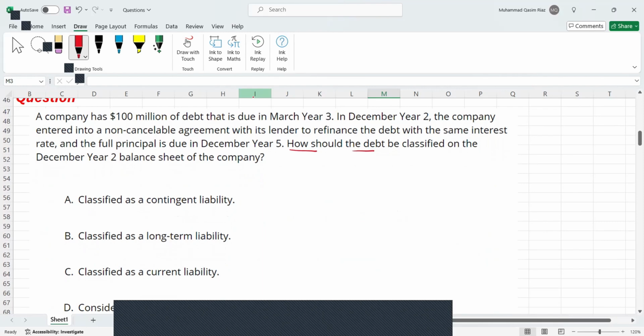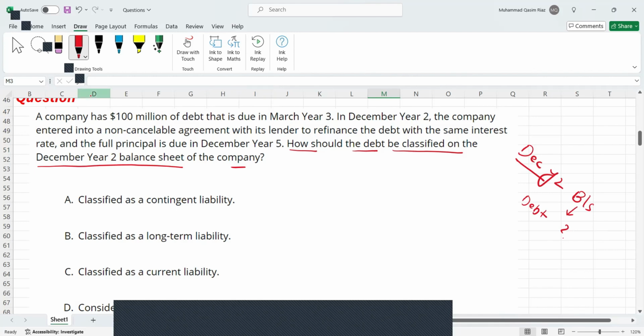So question number 2, first I'm reading the requirement. How should the debt be classified on the December year 2 balance sheet of the company? That is, how you can record this liability in the balance sheet. For example, we are preparing our balance sheet on December year 2. This is our reporting date. And here we have a debt at this date, and they are asking how this debt should be treated.